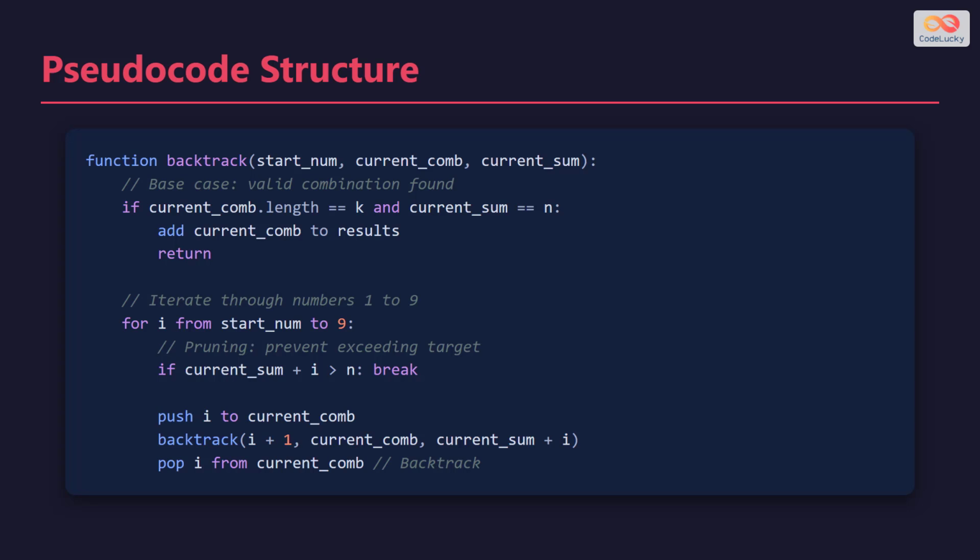Looking at the pseudocode, we define a function that takes the starting number, current combination, and current sum. We check our base case first. Then we loop from the start number to 9. Notice the recursive call passes i+1 to ensure we don't reuse the same number, and we update the current sum.